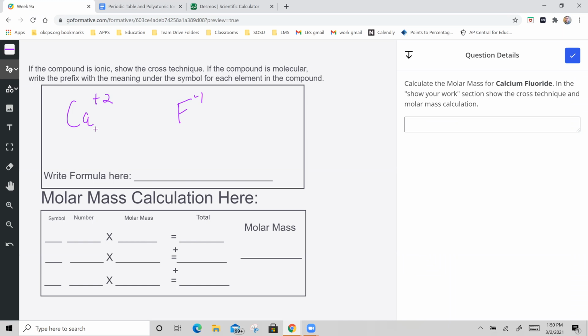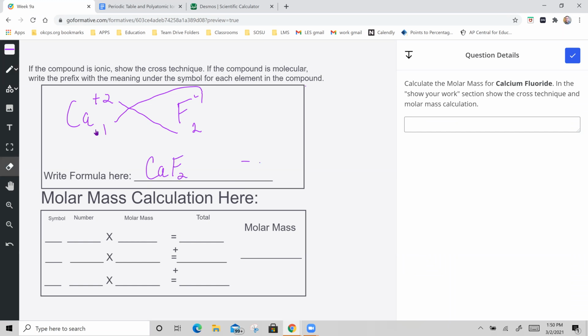And so you have to use the cross technique. And so you see that we're going to put a 2 down here, not a +2, but just a 2. And we're going to put a 1 down here, not a -1, but just a 1. And what this says is that we have Ca, just 1, and then F2.